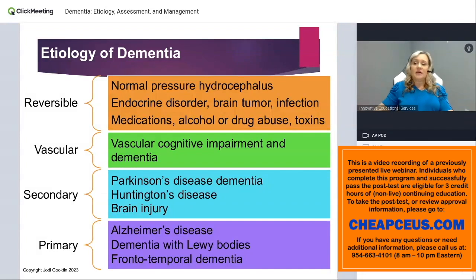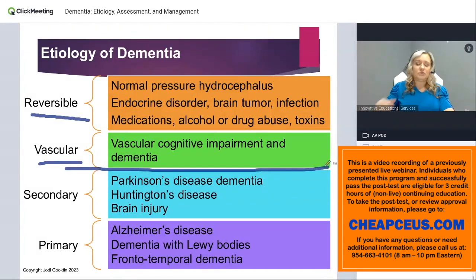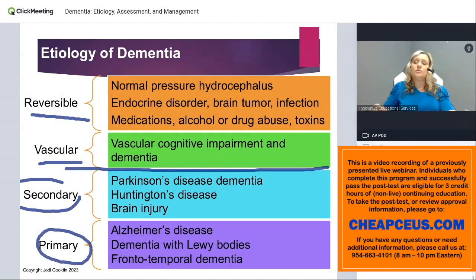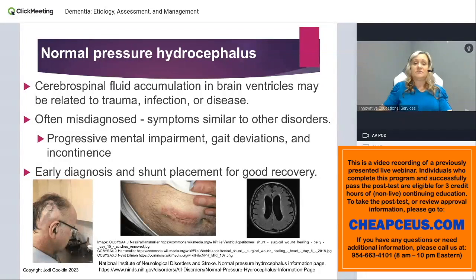As we look at the different etiologies of the different forms of dementia, we're going to look at those conditions that are reversible. We have certain types of vascular dementia. If we split here between these etiologies, the ones beneath this, the secondary dementia and the primary dementia, those are more of our neurodegenerative types of conditions, whereas the reversible and the vascular have other etiologies and they're classified differently. So we'll examine each of these.